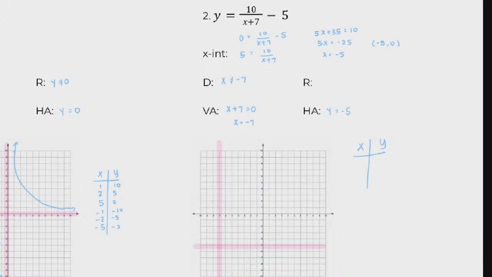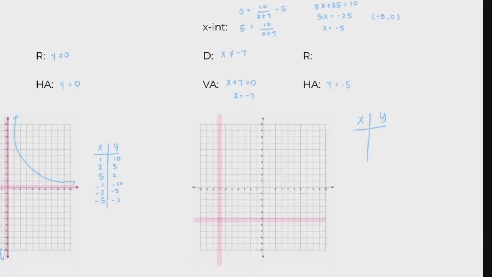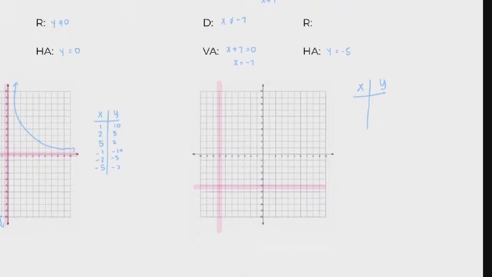So if you look at the graph here, our vertical asymptote actually breaks up our graph into two parts. There's one part here and one over here. So when we're picking x values, we want to make sure that they go into both. So don't just choose 0, 1, 2, and all the positive numbers, because we won't get any of the other side of the graph.